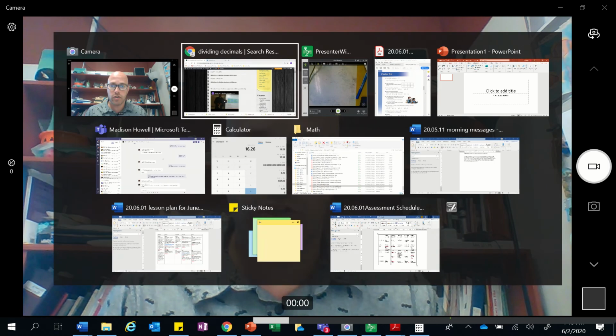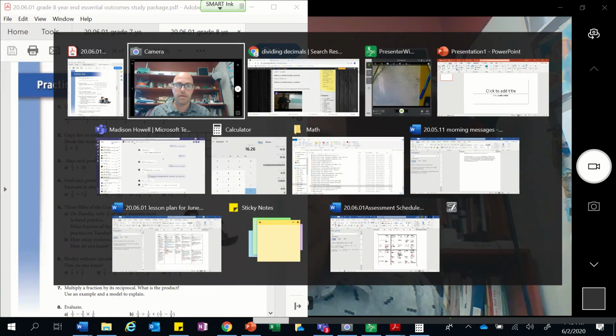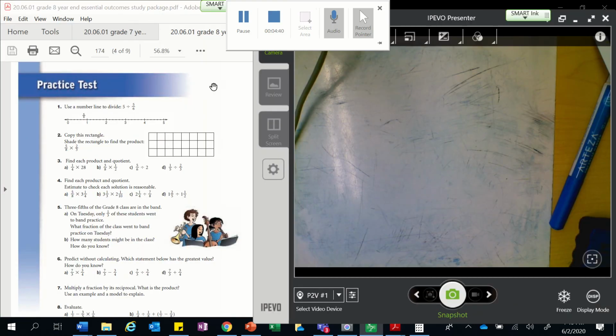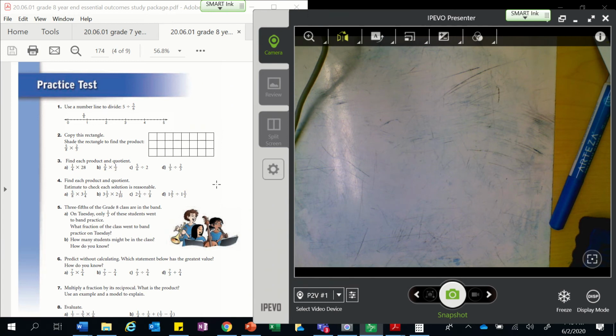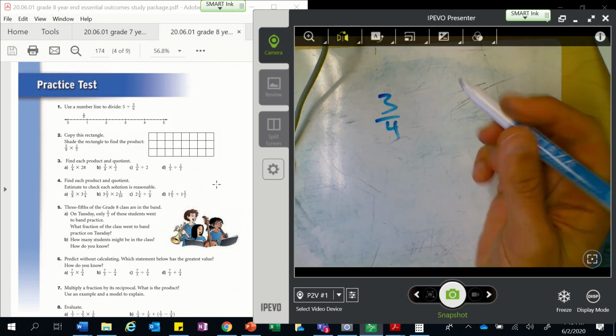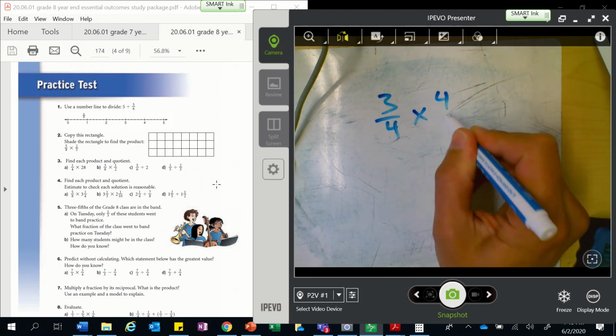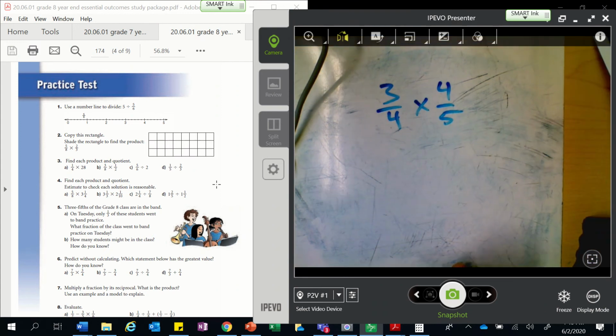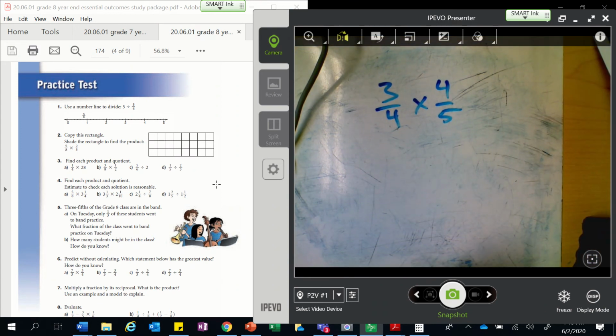Let's look at number 2 in the assignment. Number 2 in the assignment says copy this rectangle and shade the rectangle to find the product. Well, I'm not going to do that exact one. I'm going to do one like it. I'm going to go 3/4 times 4/5. So let's see. I've got 3/4 and 4/5.